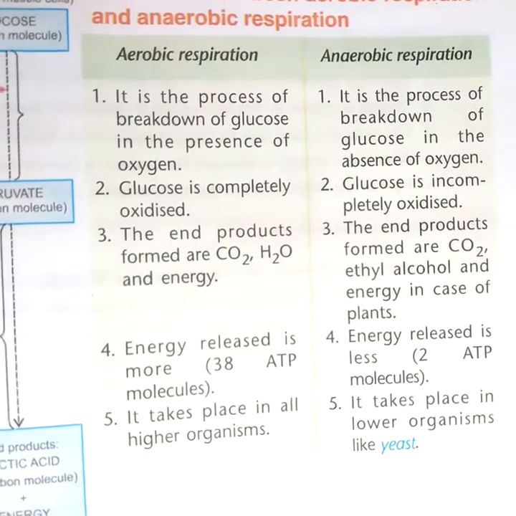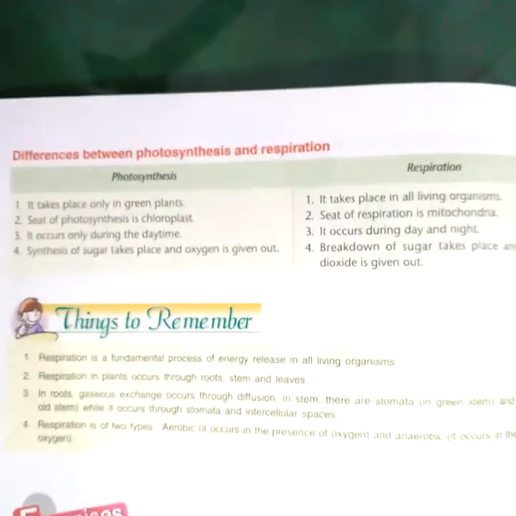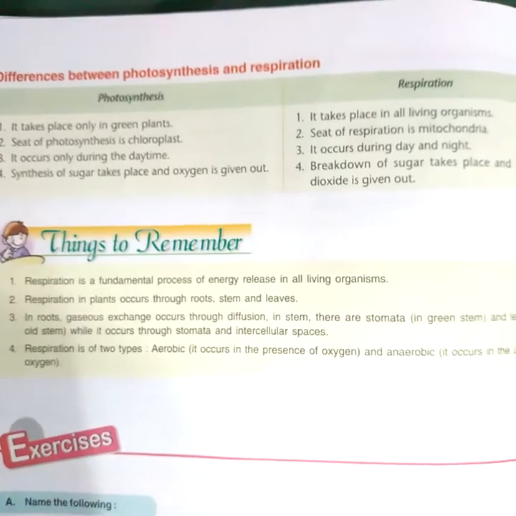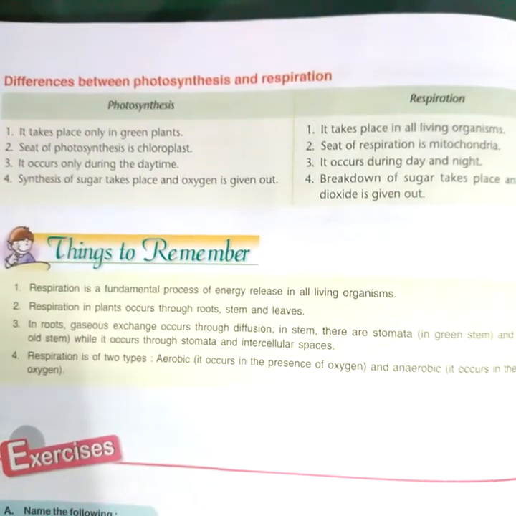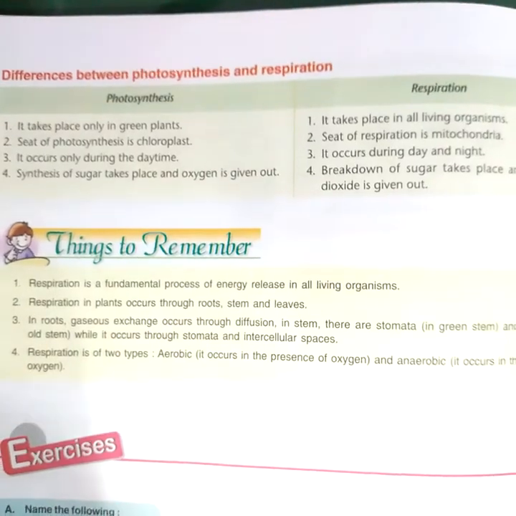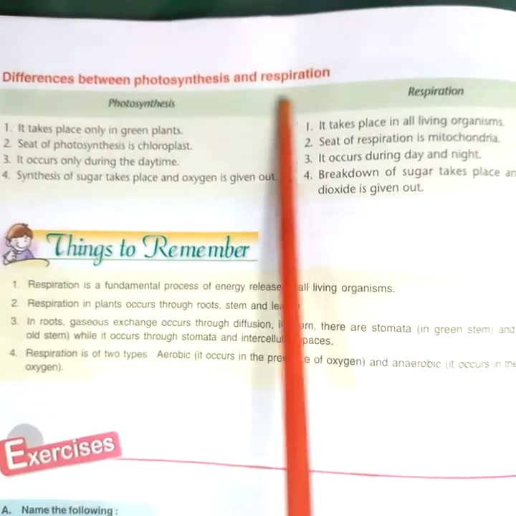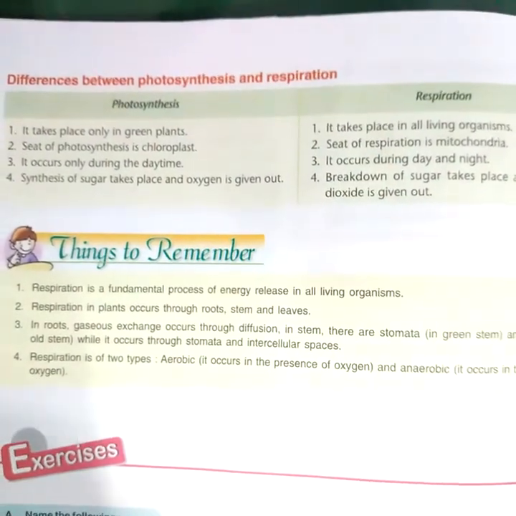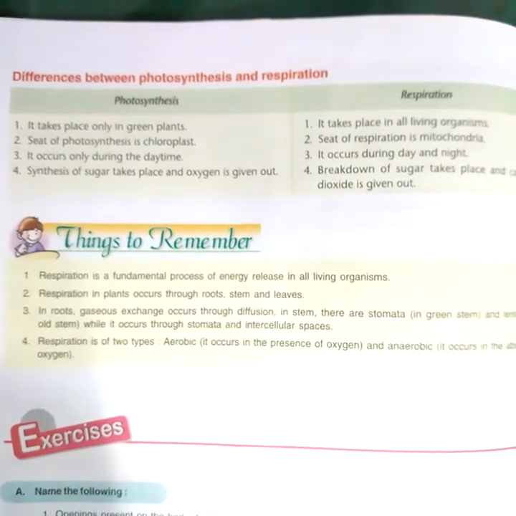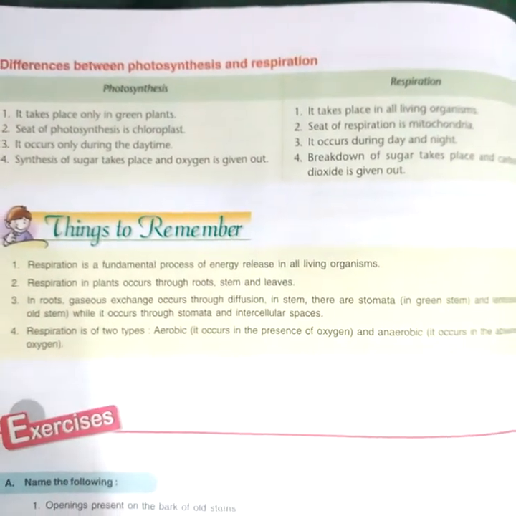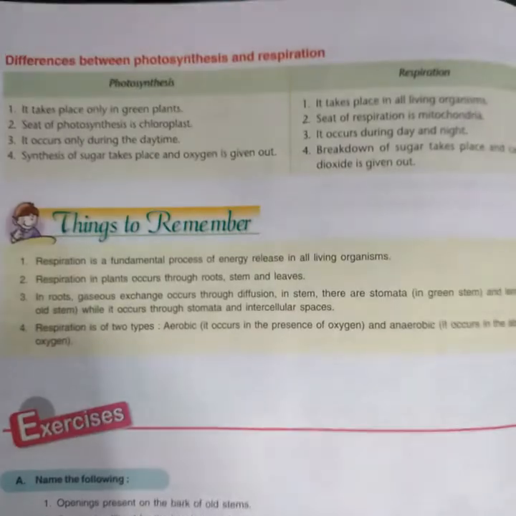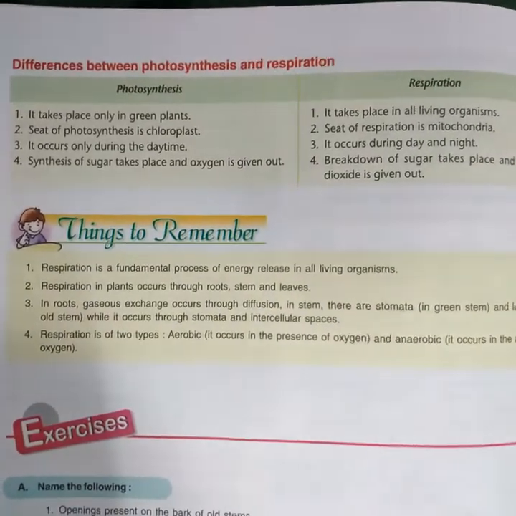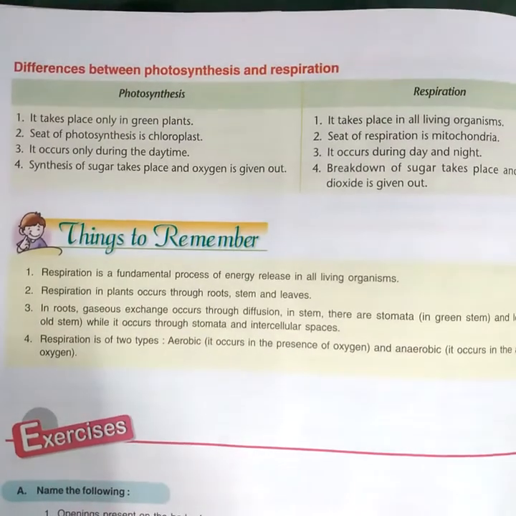Next is differences between photosynthesis and respiration. Children, you know what is photosynthesis and what is respiration. So you can write the differences between photosynthesis and respiration. This is also very simple. Point number 1 of photosynthesis. Photosynthesis takes place only in green plants, not in animals. You all know that. But respiration takes place in all living organisms.